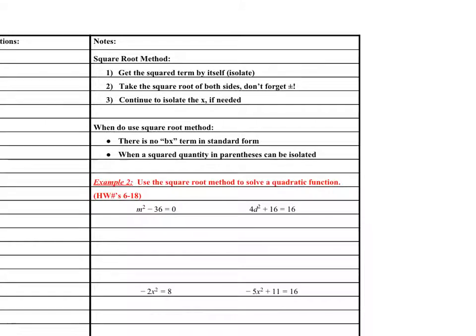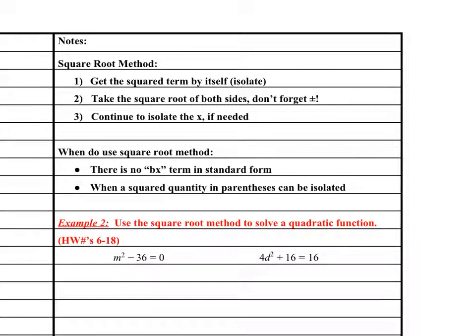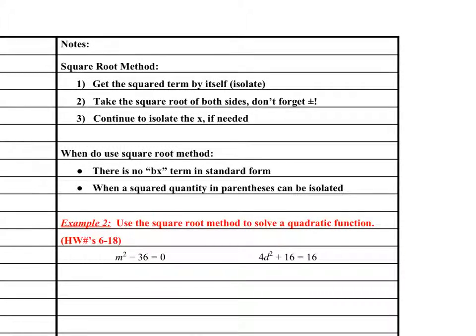Here's how we're going to do that. You got to get the thing that's squared by itself, which means you need to isolate it. Get it alone. You will then take the square root of both sides. Square roots have both positive and negative answers. Like the square root of 9 is 3 and negative 3. Because 3 times 3 is 9, and negative 3 times negative 3 is 9. So you'll have to do plus and minus, and then you'll keep going if necessary.